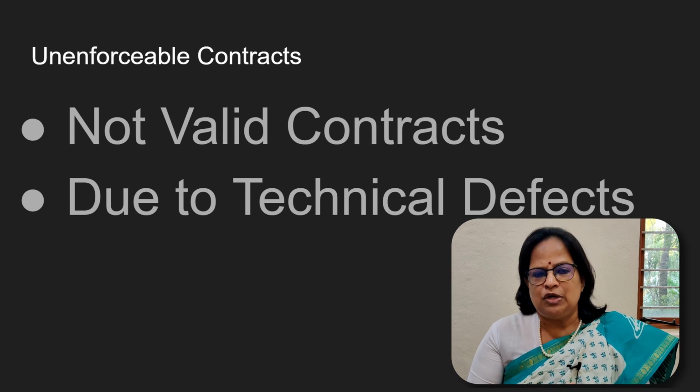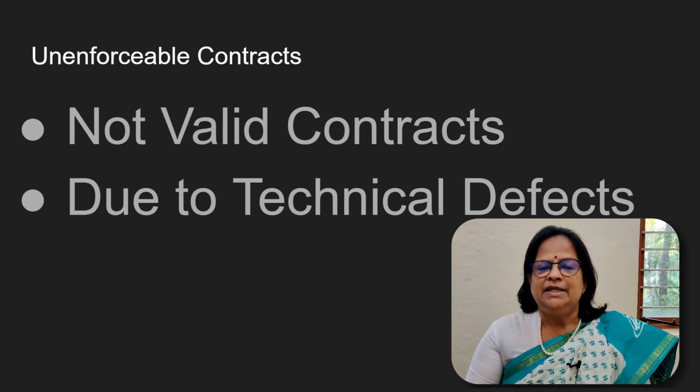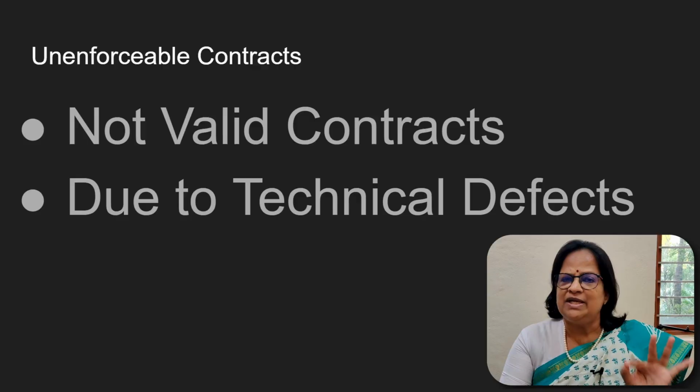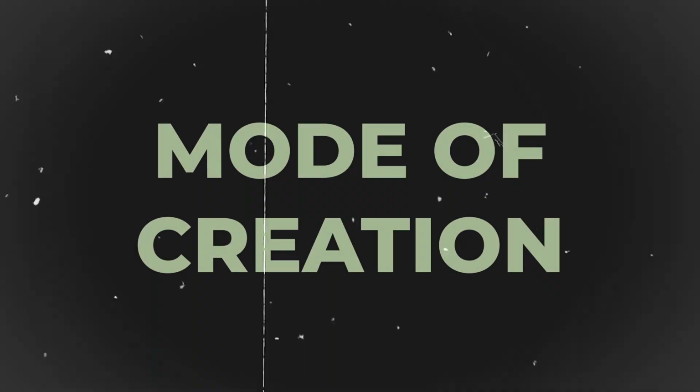Now, unenforceable contracts. Unenforceable contracts are not valid contracts because there will be a technical difficulty. The signature may be a forged signature, or there may be any technical defect. See, they are writing February 30th. There is no date like February 30th. Even in a leap year, it's only February 29th. So by mistake, they put the wrong date or there is a spelling mistake. So these are unenforceable contracts because of the technical defects.